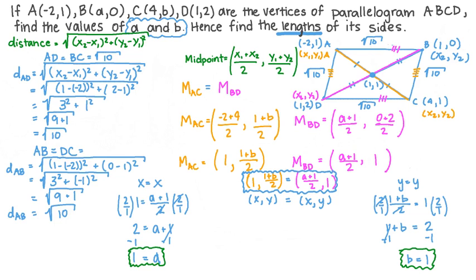What we've just found is that all 4 sides in this parallelogram measure the square root of 10. The solutions we were looking for, the values of a and b, both equal 1. The lengths of its sides are all the square root of 10.